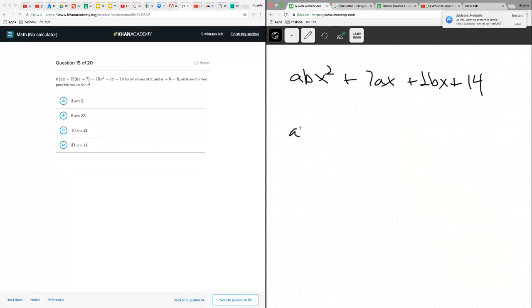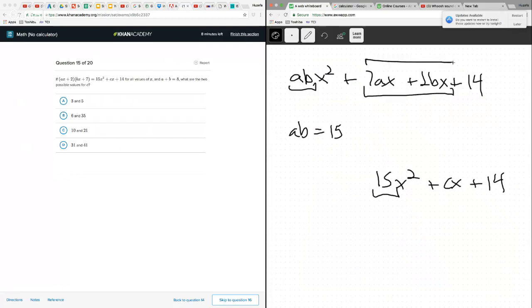We know that a times b must equal 15. You can see that right here because the equation on the other side is 15x squared plus cx plus 14. So we know two things. We know that a times b must be 15. We also know that when you add these guys together, 7a plus 2b must equal c, right? Because these are the middle term right here.